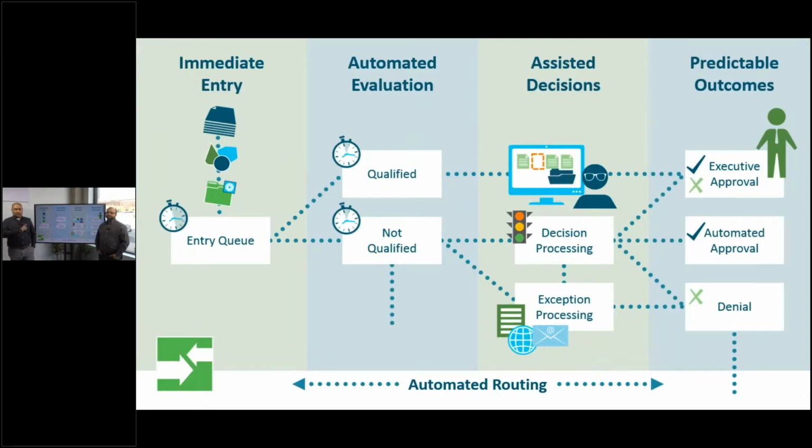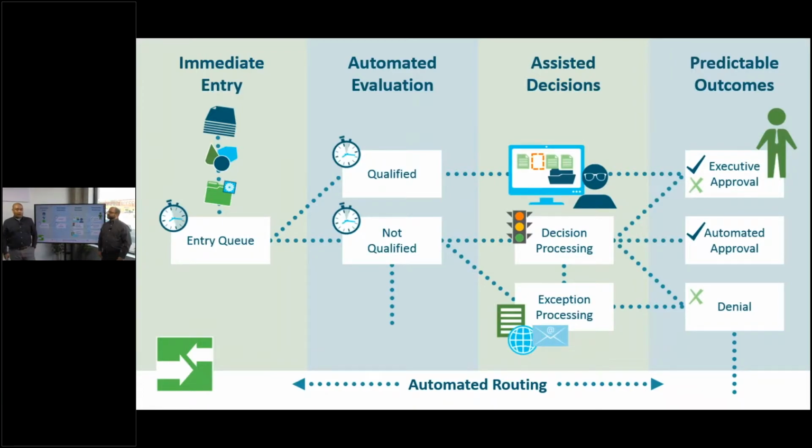At the very left, the immediate entry, this is something that OnBase calls an initial queue. This is kind of where everything starts. As items are captured into the workflow, we could do any translation or manipulation that we would need to on the existing documents as they come through before we actually route them forward into the next step here, which is an automated evaluation.